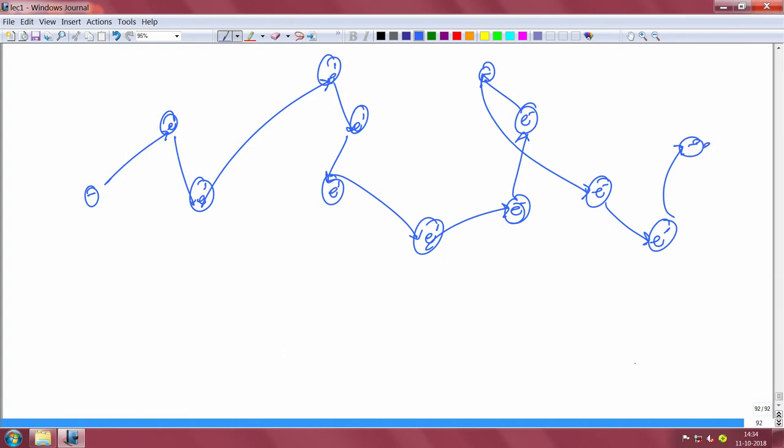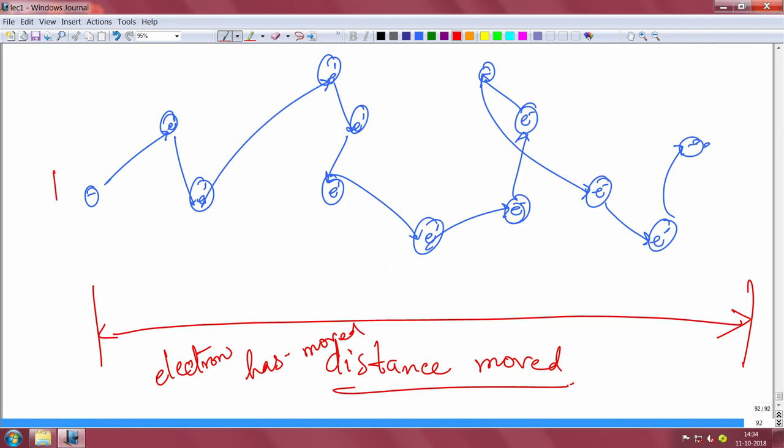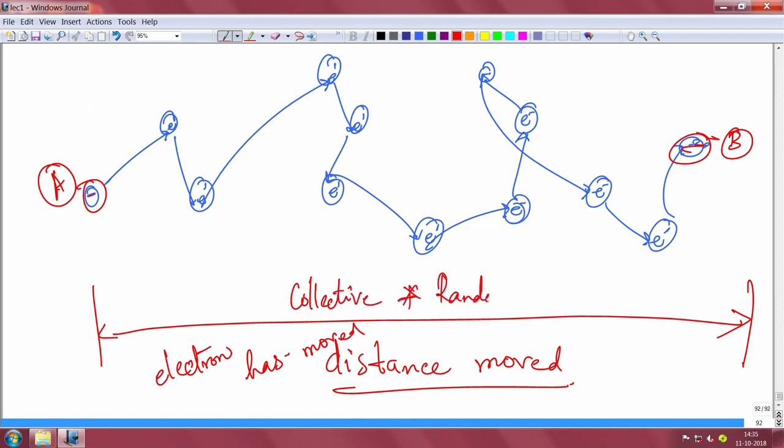It keeps scattering, but over a finite period of time, the electron has moved this distance. The electron started at point A, it has reached a finite point B in some time t. Of course, it has not gone in a straight line, it has had many collisions, maybe hundreds of collisions, but there is now a collective motion of the electron. Random thermal collisions keep happening, but electrons are actually moving in one direction. So we can get current, electrons are moving.